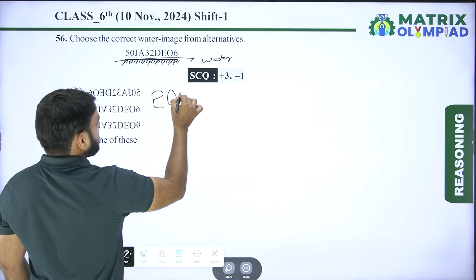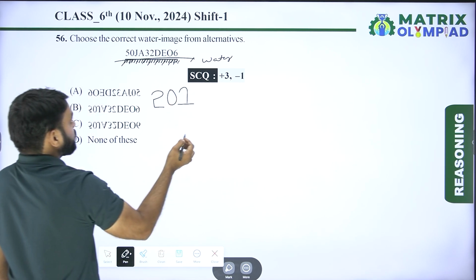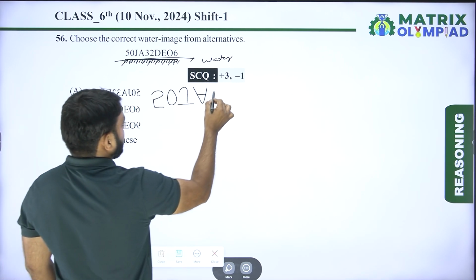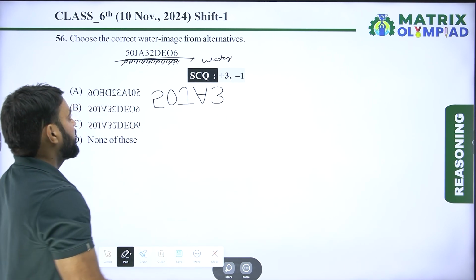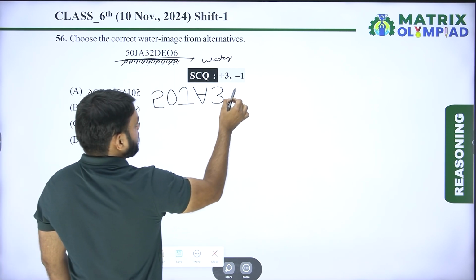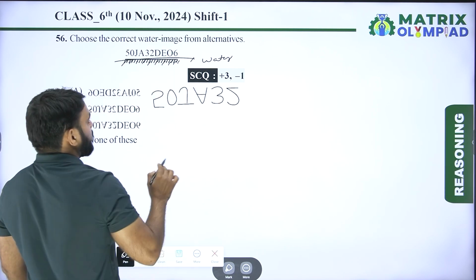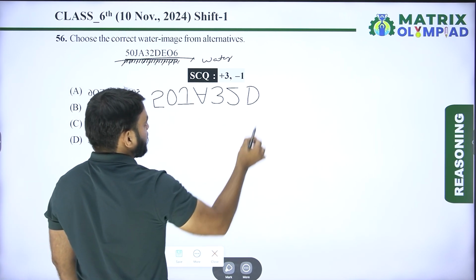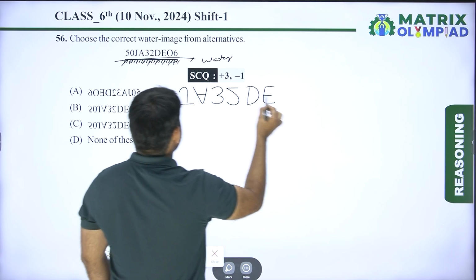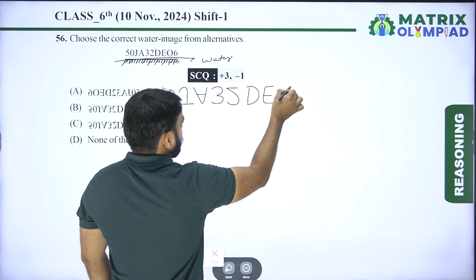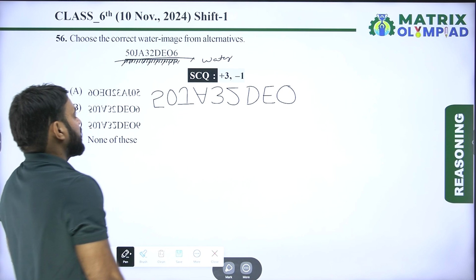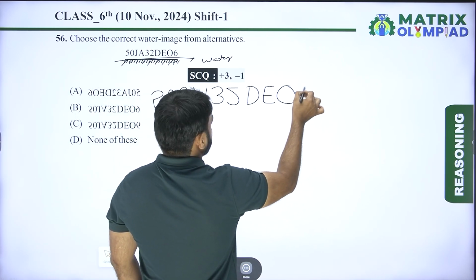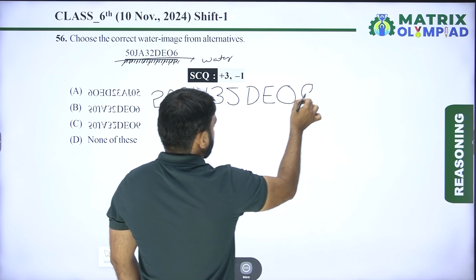Now find the water image of J. So this is the water image of J. Now find the water image of A. This is the water image of A. Now find the water image of 3. So the water image of 3 looks something like this. Now find the water image of 2. So this is the water image of 2. Now find the water image of D. So this is the water image of D. Now again find the water image of E. This is the water image of E. Now the water image of O looks as follows. Now find the water image of 6. So this is the water image of 6.